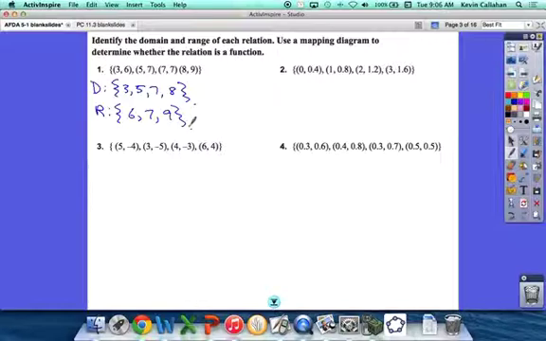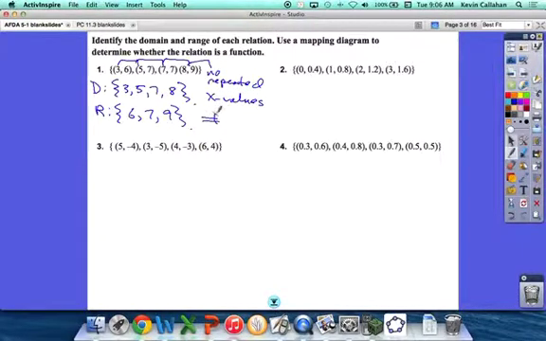Is that a function? What is it you look for to see whether it's a function? Yeah, what doesn't repeat? It's okay that the y values repeat. It's not okay if the x values repeat. So this is a function: no repeated x values.